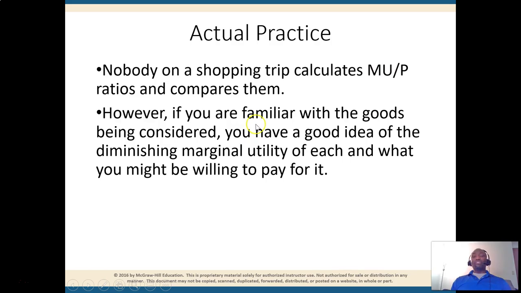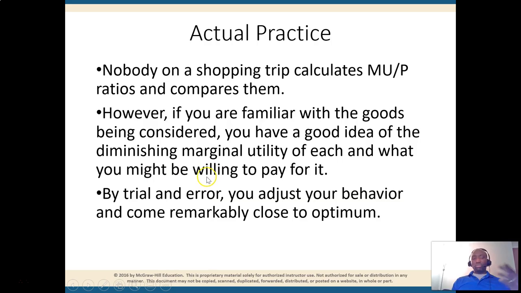If you are familiar with the goods being considered, you have a good idea of the diminishing marginal utility of each and what you might be willing to pay. So you have a marginal utility going down from the highest to the lowest, and so on. Then you just do trial and error. You adjust your behavior, especially in practice.